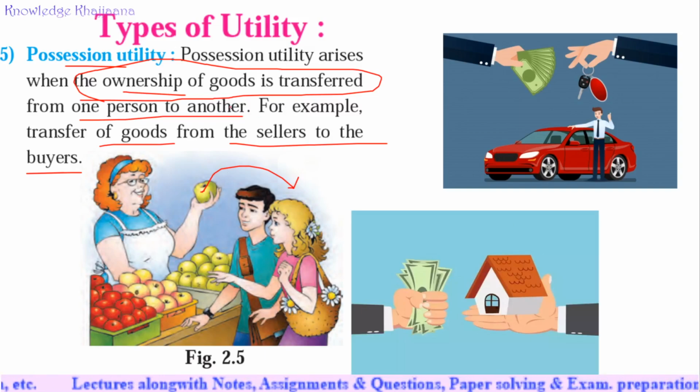So you get the utility when cars are there in the showroom. You are desiring to get a car for many days. But when you buy it and get the possession from the dealer, you get the utility of that car. Similarly, when you get the possession of the home from the builder, you get the utility.